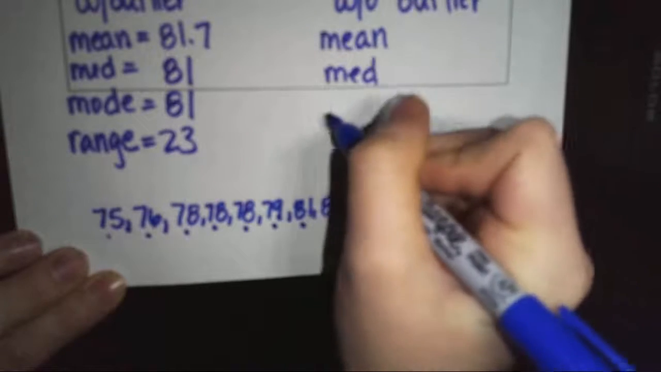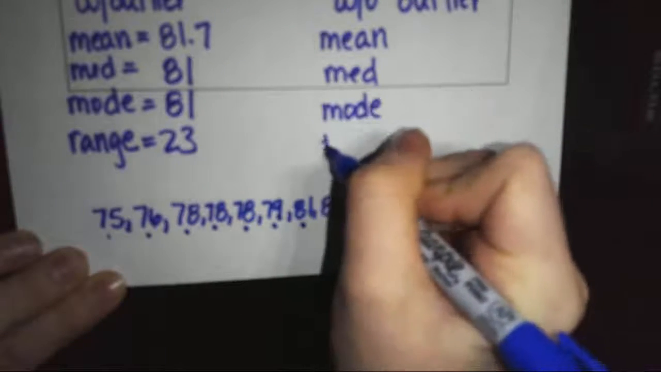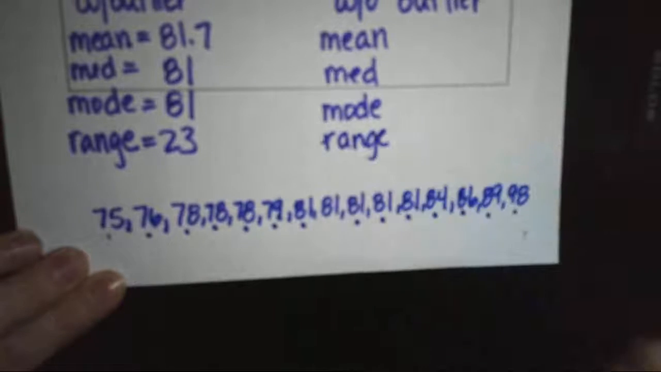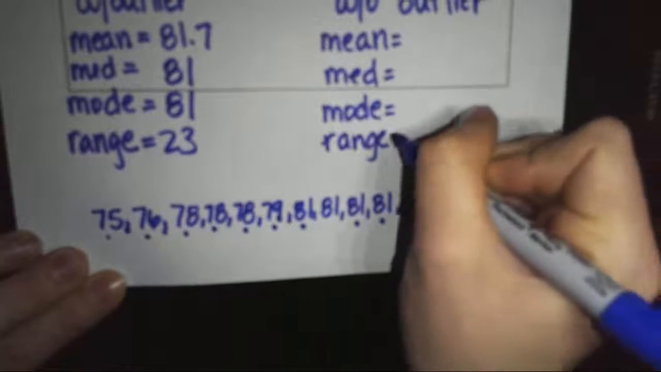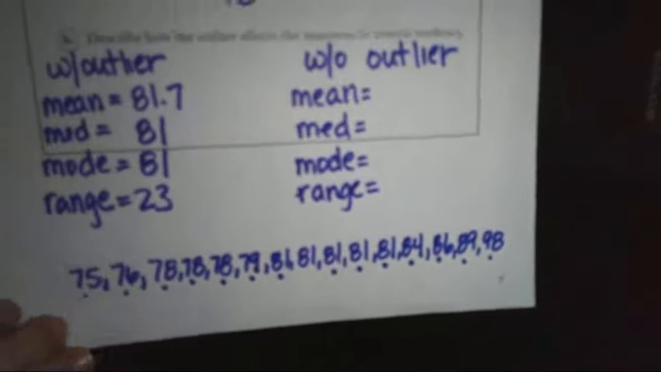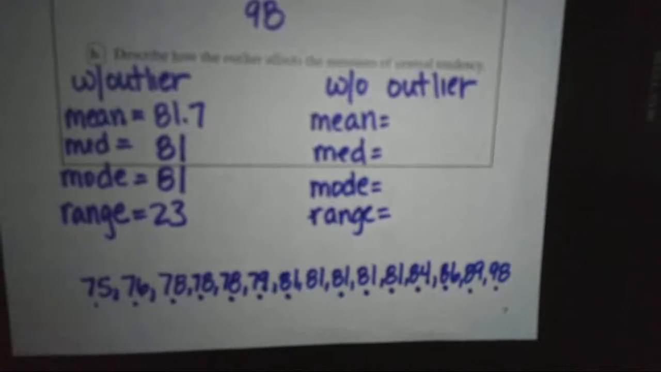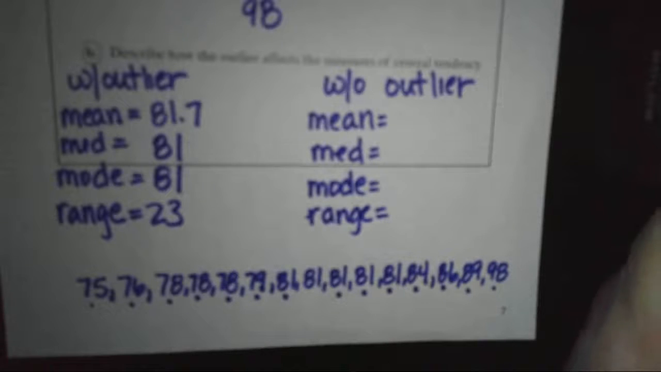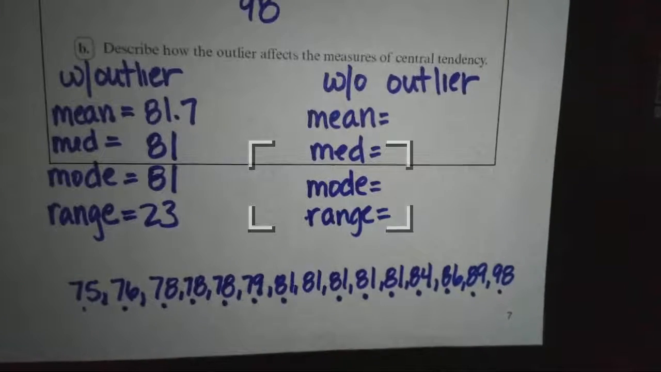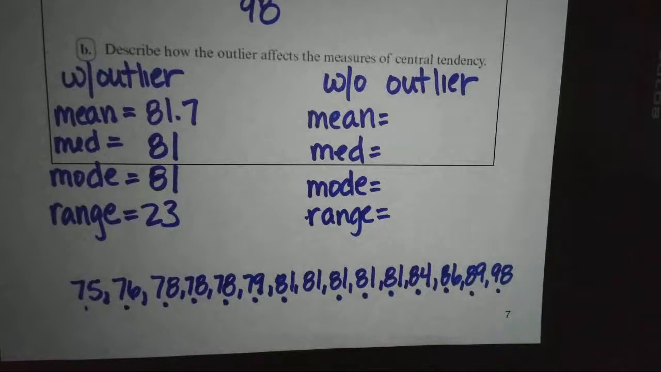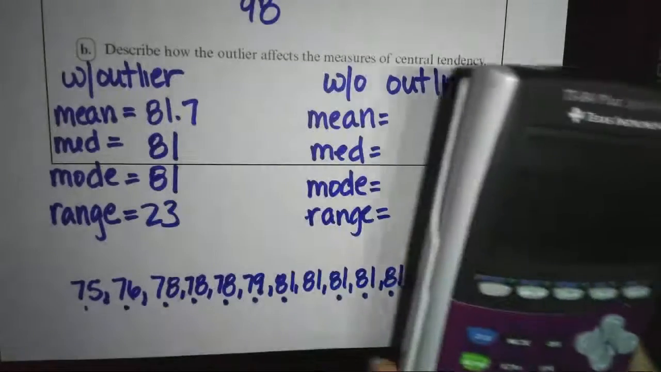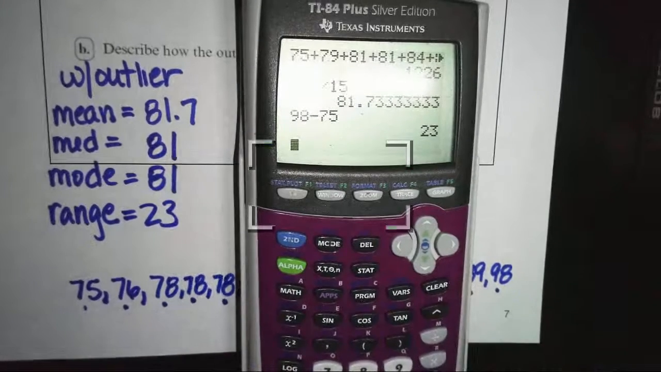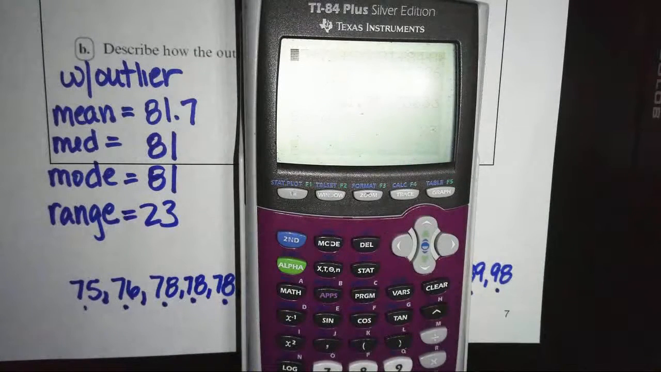We're going to look at our mean, median, mode, and range. There we go. Cleared that up a little bit. Okay, so we're going to do the mean with our calculator, but we're not going to include the 98. So we're going to use all the data values except the 98. So we're going to divide by 14 this time.